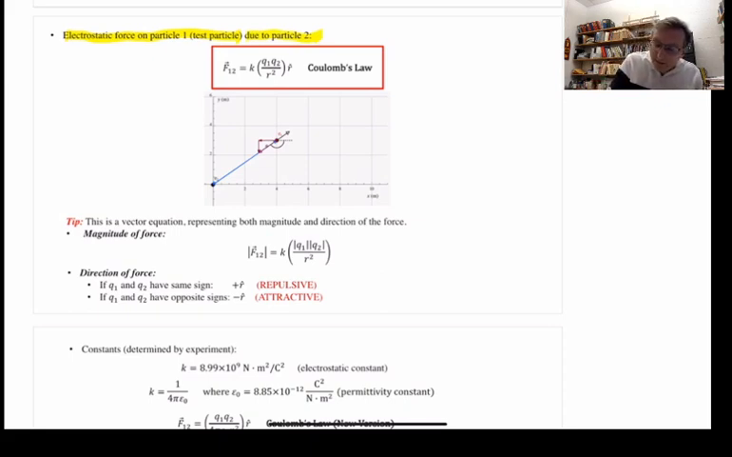It's hard to see, so I'll do some more drawing here. Particle 2 with charge Q2 happens to be at the origin. And particle 1 with charge Q1 is up here in the first quadrant. It happens to be at x equals 4 meters, y equals 3 meters. Q1 and Q2. What's the formula for the force on 1 due to 2?